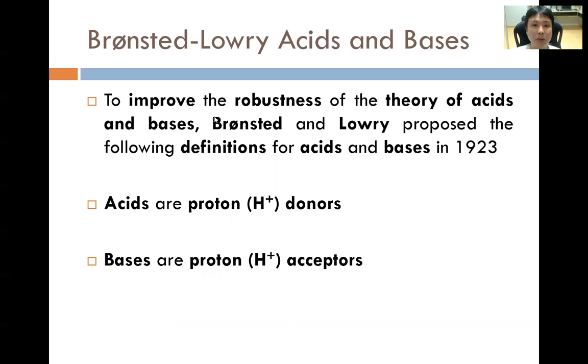In order to improve the robustness of the theory of acids and bases, basically to allow for a broader definition so that we can cover more reactions and say that more reactions are actually acid-base reactions, Brønsted and Lowry proposed the following definitions for acids and bases in 1923. They defined acids to be proton donors and bases to be proton acceptors. And note that in this definition, there is no requirement for the acids and bases to be in solution.